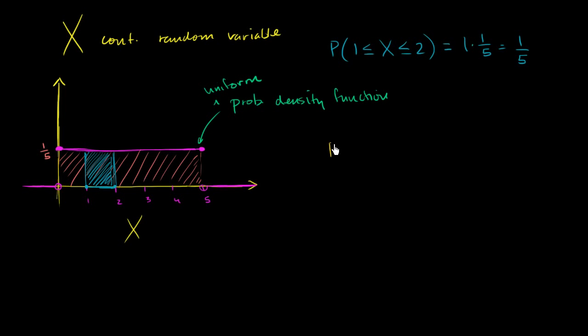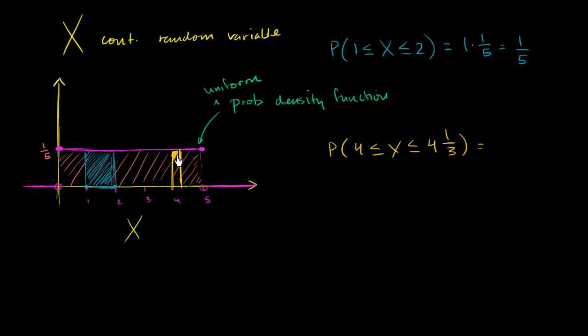What is the probability that our random variable is greater than or equal to 4 and less than or equal to 4 1/3? What's that probability going to be equal to? So once again, what's the range? We can be greater than or equal to 4, and less than or equal to 4 1/3, which is right about there.